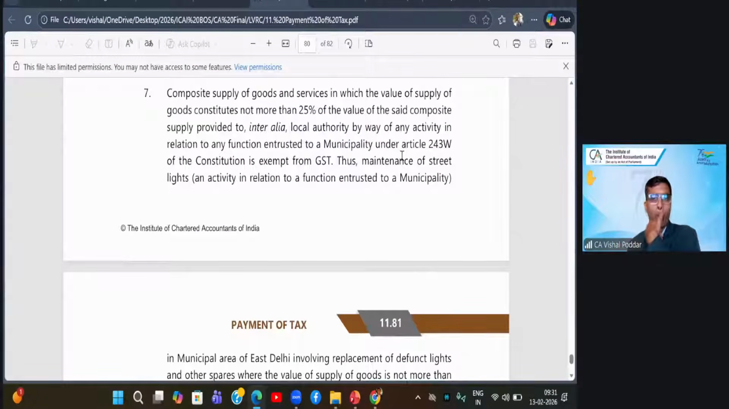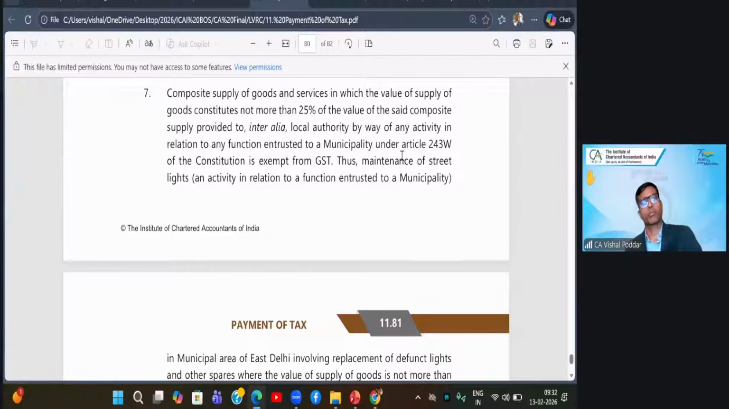Composite supply of goods and services in which the value of supply of goods constitutes not more than 25% of the value of the said composite supply, provided to inter alia a local authority by way of any activity in relation to any function entrusted to a municipality under Article 243W of the Constitution, is exempt from GST.